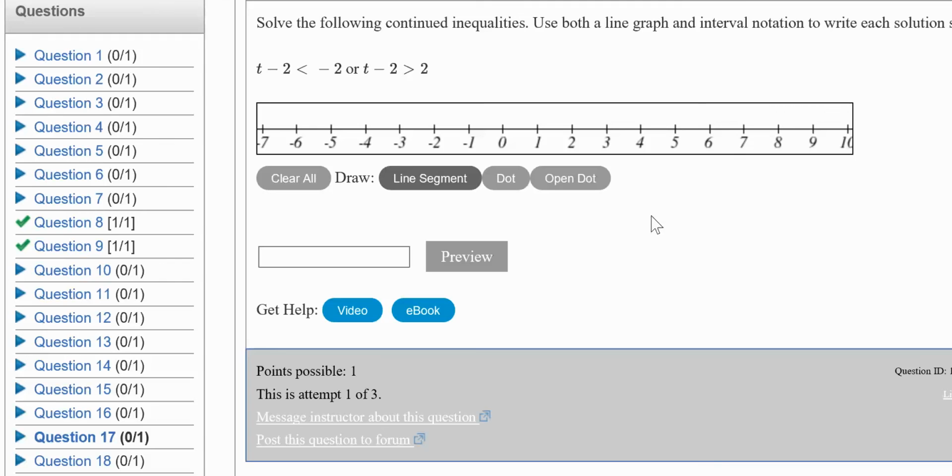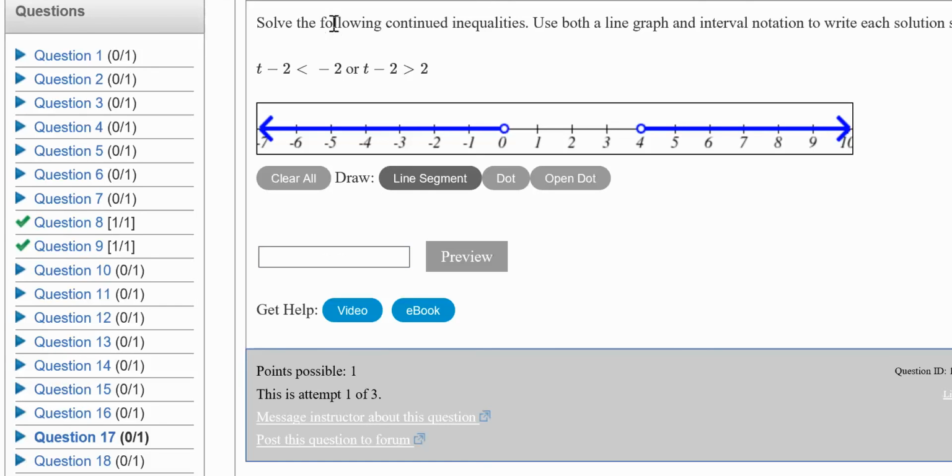Now let me input it. All right, so open dot right at 0. We can do this already here. At the same time, we can put an open dot right at 4 as well. The line segment starts right at 0, right inside that little circle, and goes off to the left. Again, that line goes off to the right. That's what I had in the previous one.